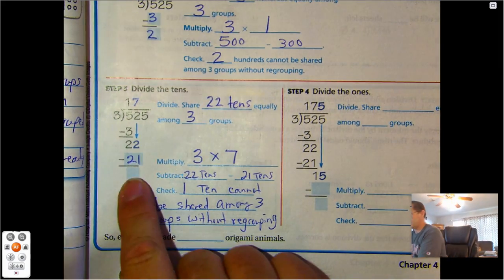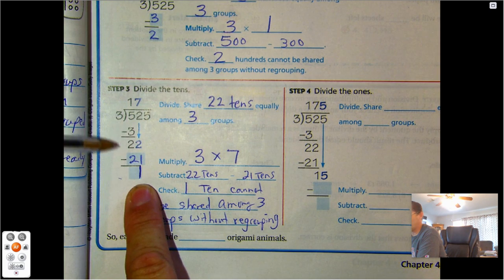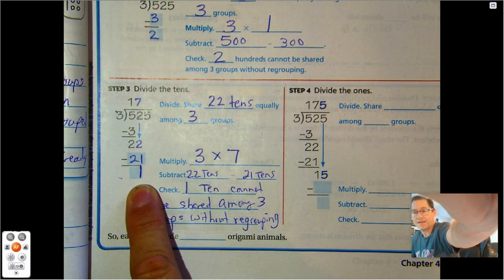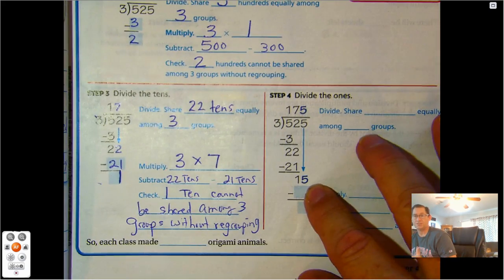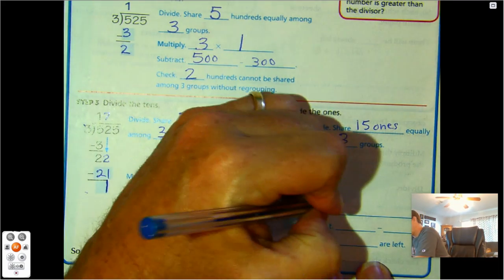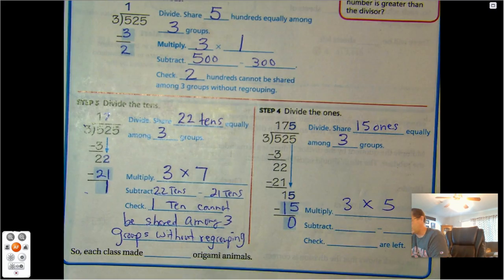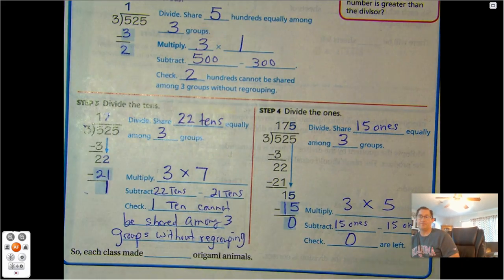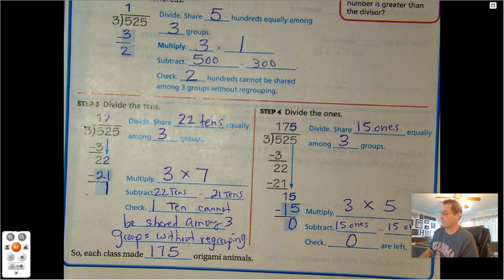Okay, so we figured out that we can use 21 tens. That left me 1 ten. Okay, I can't share the 1 ten equally in the 3 groups, so I'm going to regroup that 1 ten as 10 ones, and 10 ones plus the 5 ones we already have, we can share those. We can share the 15 ones. So I can share 15 ones equally among 3 groups. So 3 times what is 15? 5, right? So 3 times 5 is 15. Subtract, we get 0. So 15 ones, take away 15 ones, we have 0 that are left. So our answer is each grade made 175 origami animals.